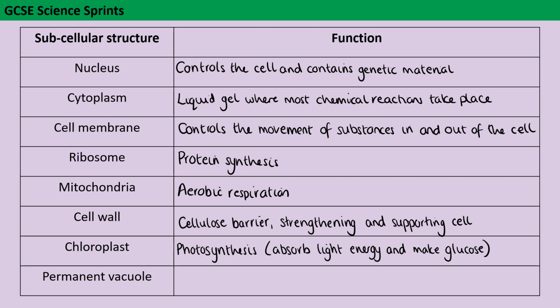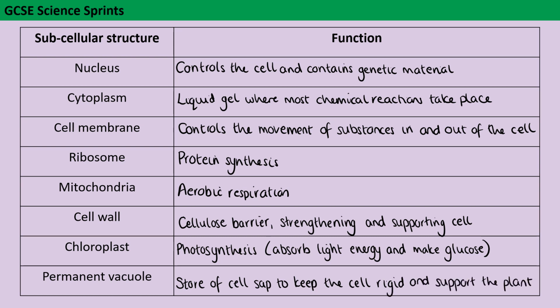And then finally, we have this permanent vacuole. We don't really talk about vacuoles in animal cells at all at GCSE, but actually animal cells can have them, just they're temporary. So this permanent vacuole is this really large storage space where the plant cell is keeping cell sap, and it does that in order to allow it to store water, and in doing so, this keeps the cell rigid and therefore keeps the plant upright.